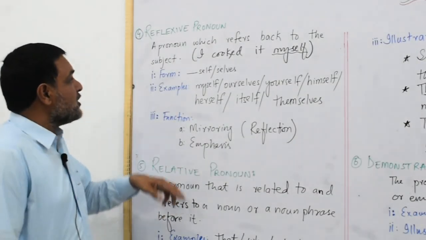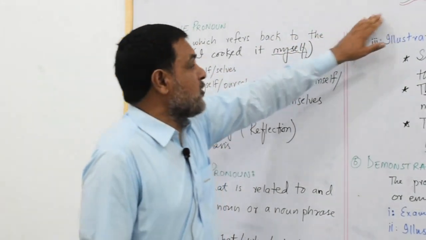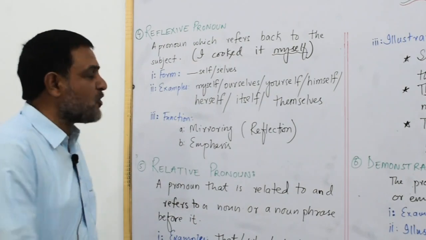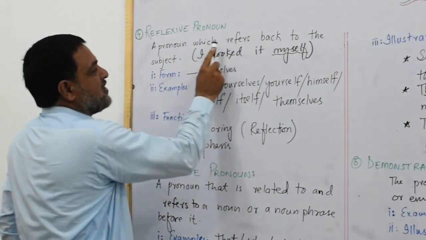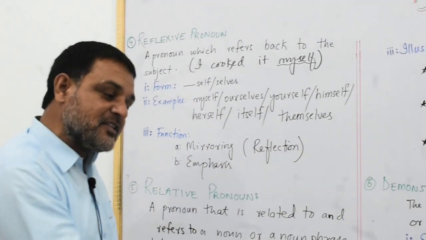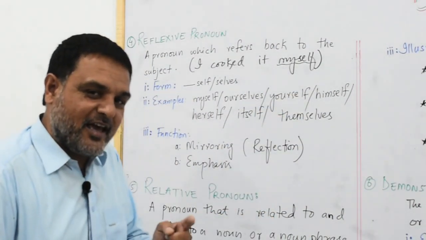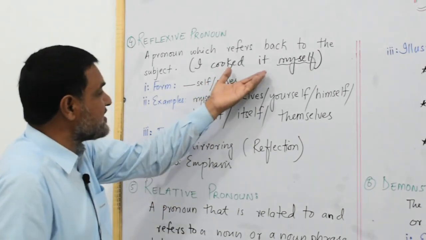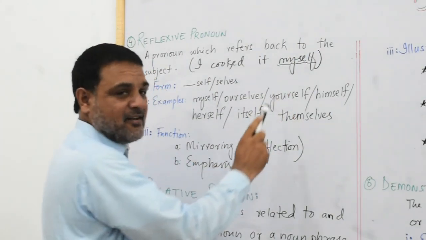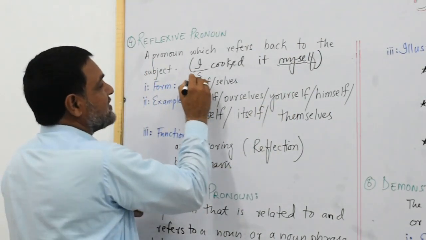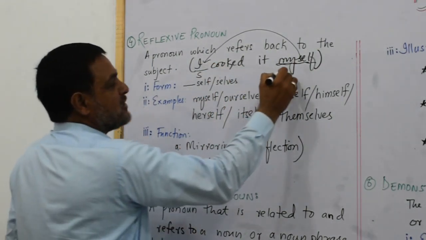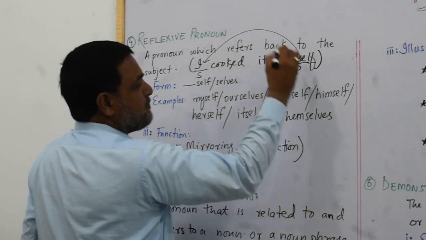Now let's discuss the fourth kind of pronoun, and it is the reflexive pronoun. Now the question is, what is a reflexive pronoun? A pronoun which refers back to the subject is called a reflexive pronoun. Here is a simple example to clarify the point. I cooked it myself. Now I is actually a subject, and this one refers back to the subject, so that's why it will be called a reflexive pronoun.